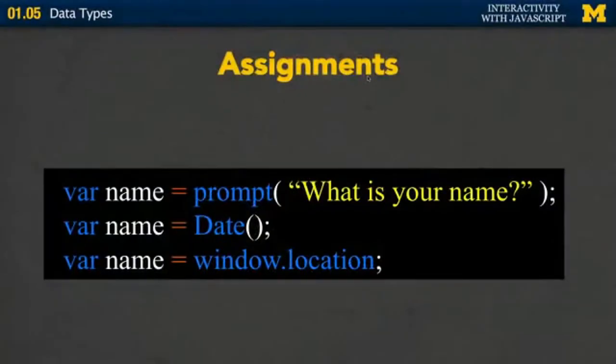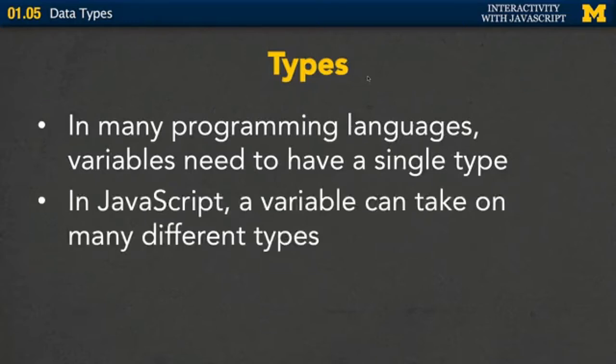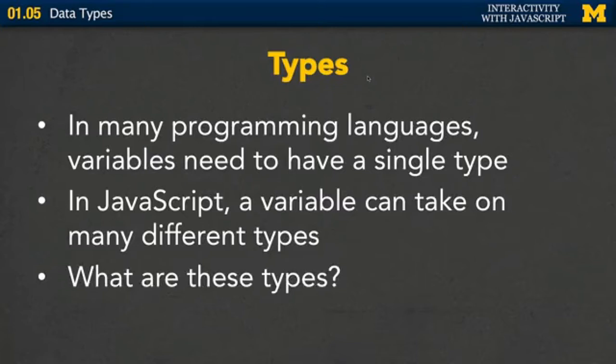In each of these examples, name would have what we have called a different type. The things that are stored in the computer are uniquely different. So in computer programming languages, variables tend to have a single type. In JavaScript, that's fine. A variable can only be one type, but throughout the course of the program, it can switch from being a number to characters, back to a number, to something else that's completely complex. So let's talk about what these types are in JavaScript and how we can represent them.